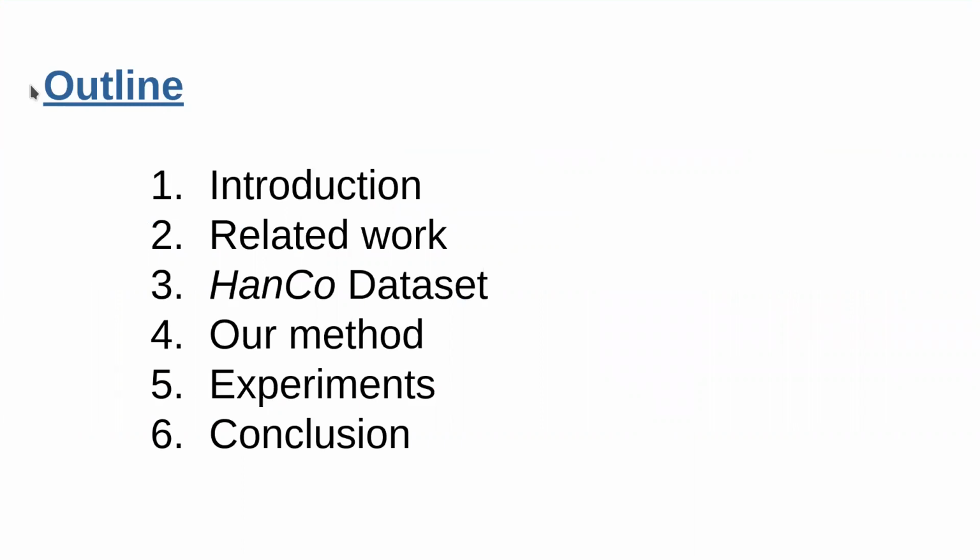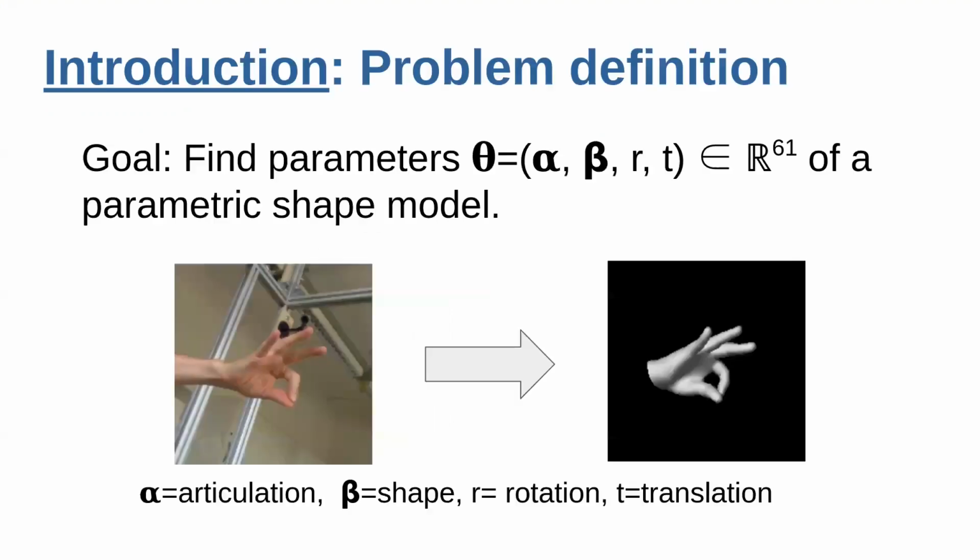This is the outline for my talk. First, I want to introduce the problem of hand shape estimation and motivate its importance. Second, I will review some of the state-of-the-art approaches and compare them to our work. Then I'll introduce HanCo, which is the dataset we use for our experiments. Finally, I'll talk about our approach and discuss the experiments conducted. But first, let me introduce the task.